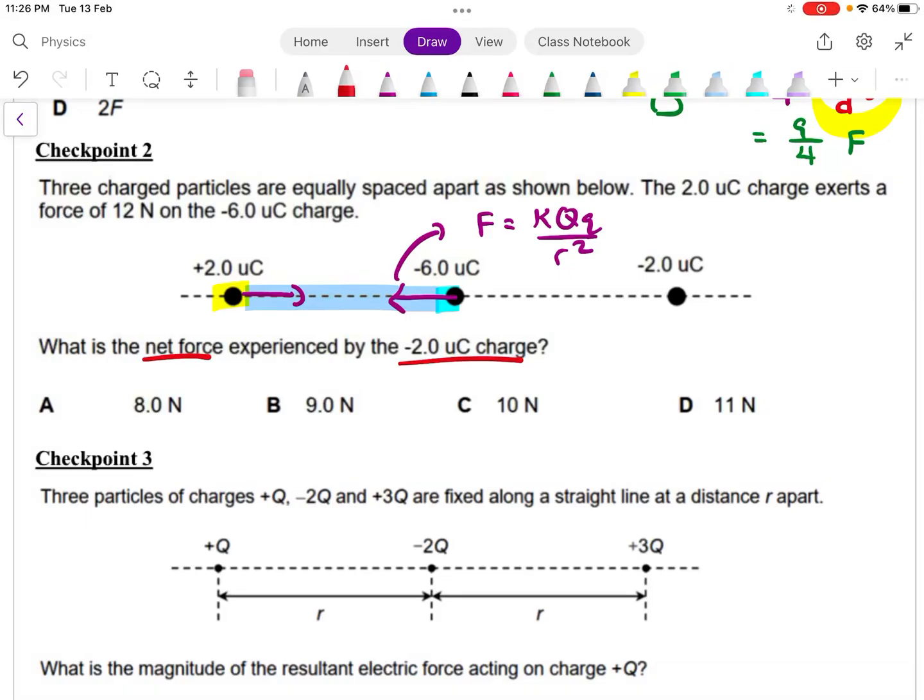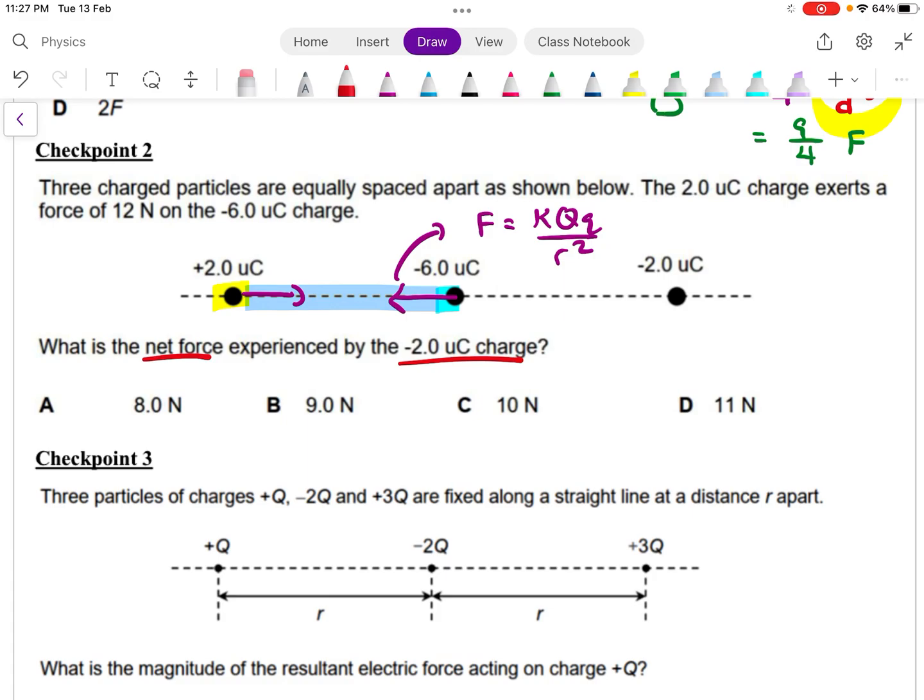Alright, so let's go through checkpoint 2. So we have these three charged particles. Two are negative charge, one is positive charge. The 2 microcoulomb charge exerts a force of 12 Newton on the negative 6 microcoulomb charge. So what is the net force experienced by the negative 2 microcoulomb charge?